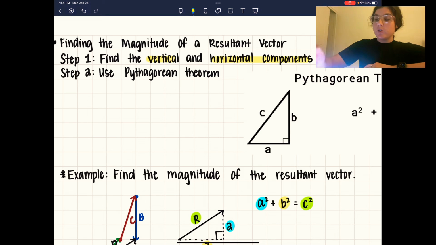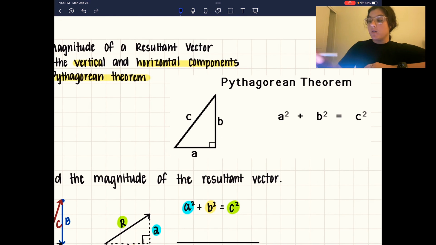Once we've found the components of our vector, the second step is using the Pythagorean theorem. Now you may have experience with the Pythagorean theorem, you might not. So we're going to do a little bit of review. The Pythagorean theorem is in regards to right triangles. Now, vectors are right triangles, and here's what I mean by that.